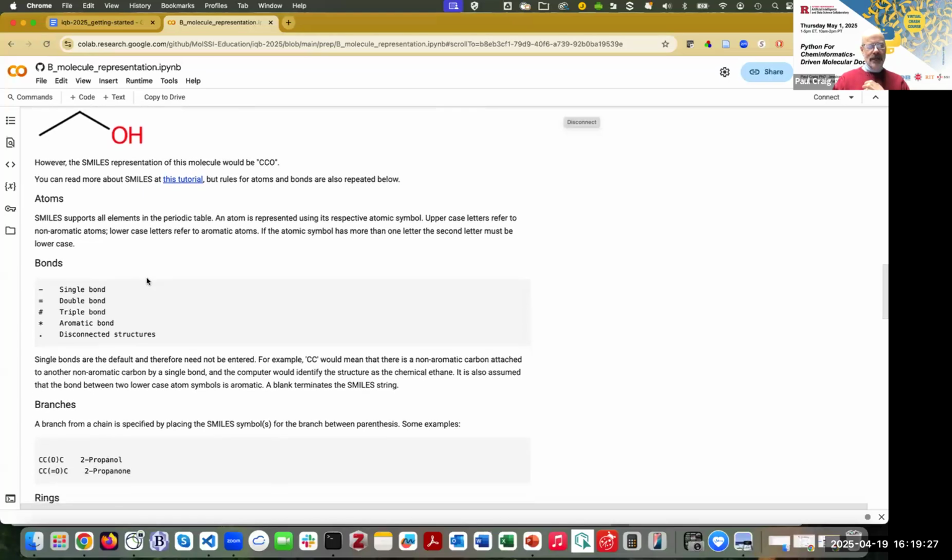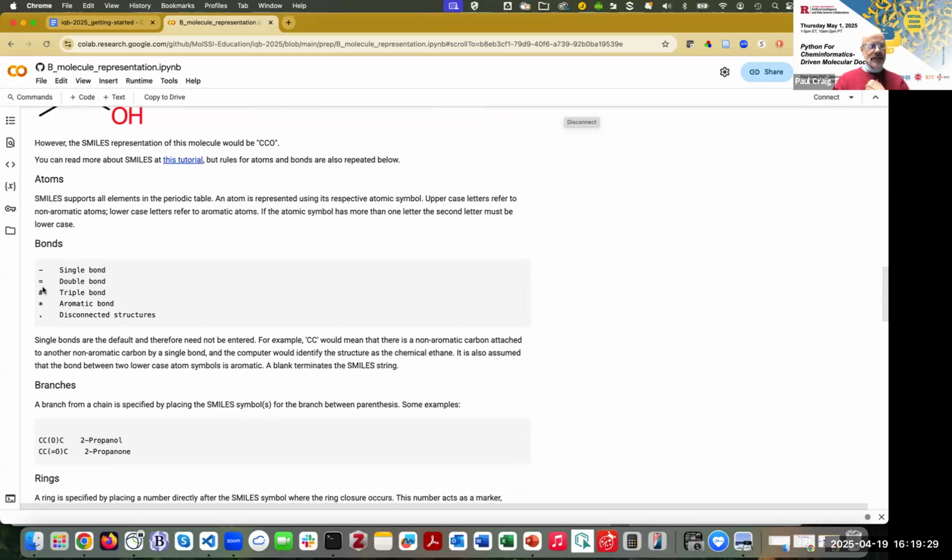In terms of bonds, a single bond is represented by a dash. Usually those are just implied, so we don't include those unless there's some clear reason to do so. An equal sign tells us it's a double bond. A pound sign tells us it's a triple bond in a SMILES string. An asterisk indicates an aromatic bond, and a dot indicates two disconnected structures. We'll see examples of this as we work through these notebooks.